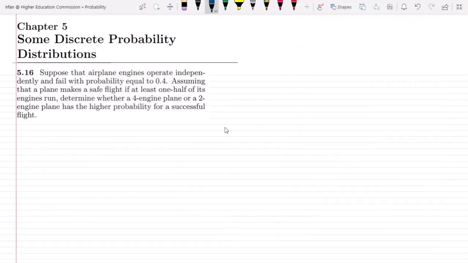So this is question 5.16 of chapter 5, and today the statement of the question is: suppose that airplane engines operate independently and fail with the probability equal to 0.4.